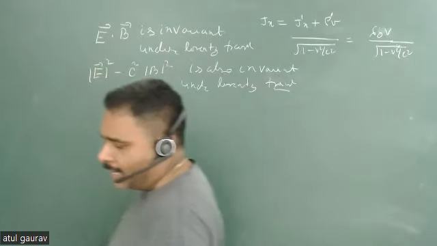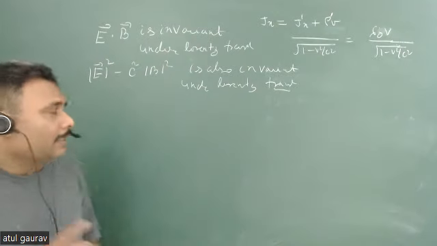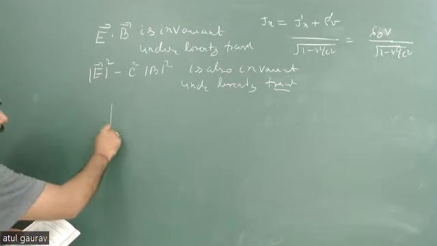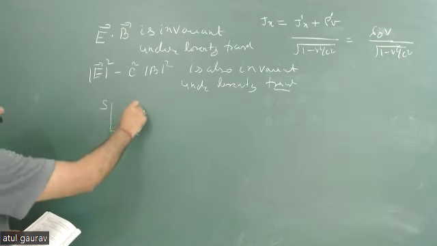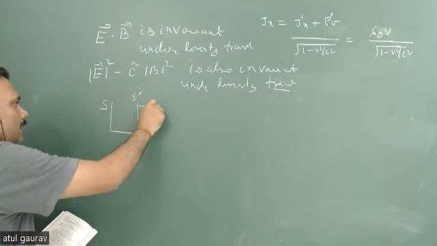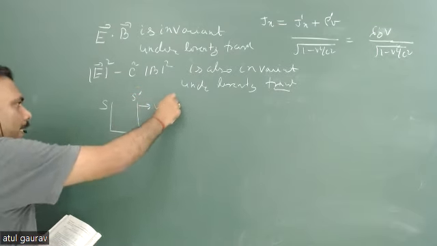And you have the transformation between electric and magnetic field. And what is this transformation? I am just talking about this symmetry where S dash is moving with respect to S with velocity V in the i cap direction.